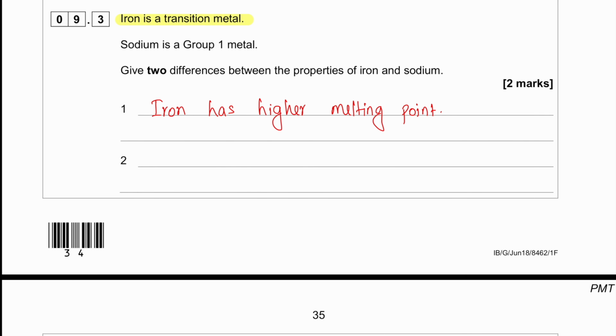Iron is a transition element, so it can act as a catalyst. Anyways, iron has a higher density. We can also write that. So iron has high density compared to that of sodium metal.